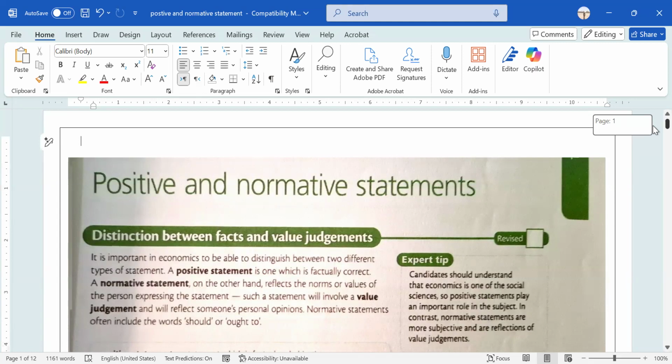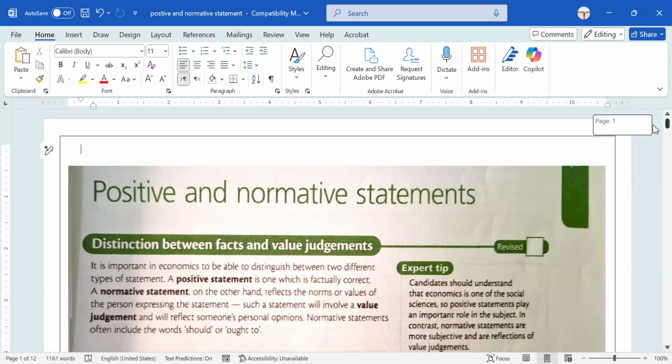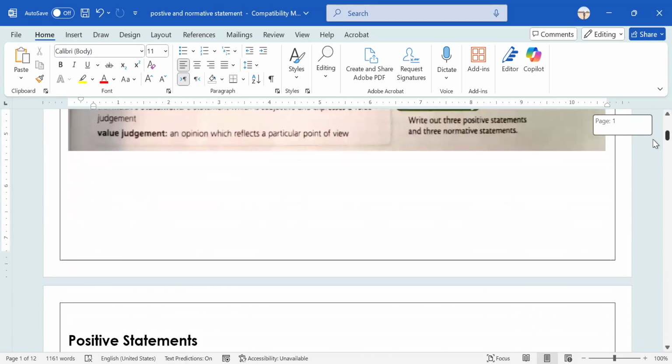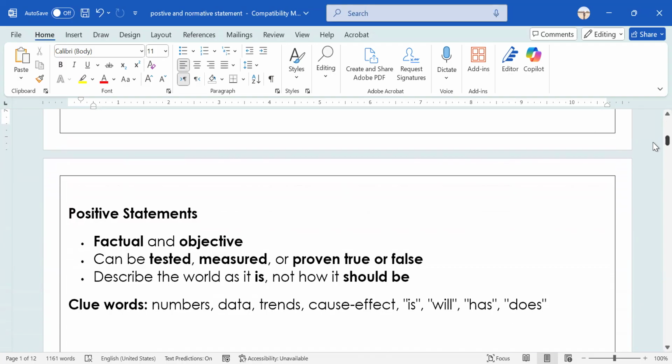The normative statement is all about the norms, the values of the person's expression about a statement, and another one is the positive statement, which is actually factually correct. So this topic is pretty easy, and at the same time, you will be able to identify later on the differences between the two. When we say positive statements, these are objective type.